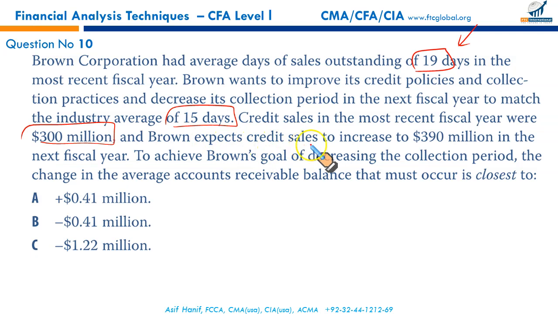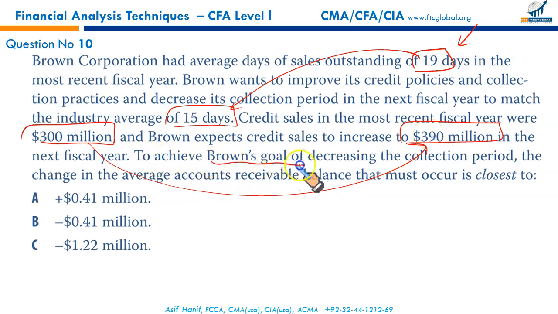Brown expects credit sales to increase to 390 million. Sales are going to go up. Even though he's planning to reduce his collection period, despite that, sales are going to go up. Maybe for some other reason, maybe the market is expanding, or he has some effective advertisement campaign in place, or whatever. So the number of days are going to fall, but your credit sales are going to go up from 300 to 390. What exactly are we required to calculate?